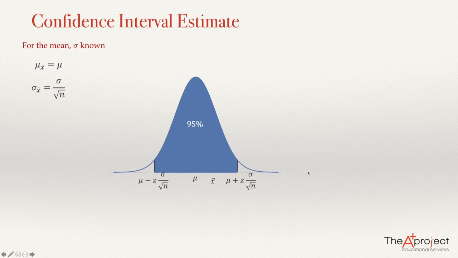So we have that x bar will be between mu minus z sigma divided by root of n and mu plus z sigma divided by root of n. And if this area is 95%, then there will be a 95% probability that the sample mean will be between these two numbers. And this z will be easy to find in the standard normal distribution. In this case, we'll have a 95% probability that x bar will be between mu minus z sigma divided by root of n and mu plus z sigma divided by root of n.